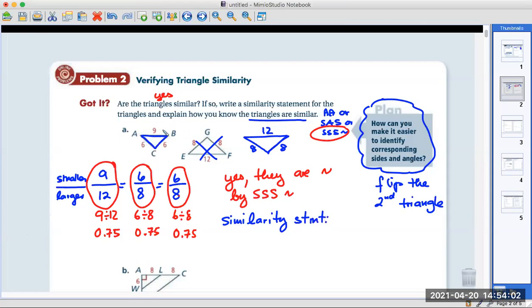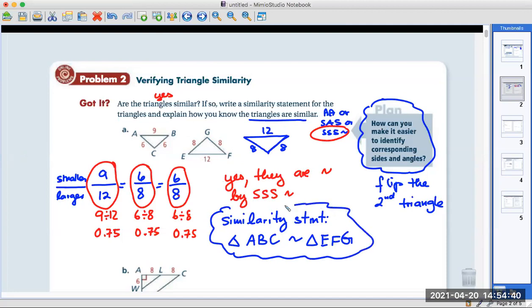So I'll start with one of them. It doesn't matter which one you pick. For this one, I'm going to reuse that where the letters are because I need those letters. So I'll start with the small one. It doesn't matter. You can start with this one, but I'm going to call it triangle ABC. So ABC, similar to triangle, and then I have to go here and decide AB would be EF, EFG. Okay, so this is the similarity statement. This is the reason, explain how you know.